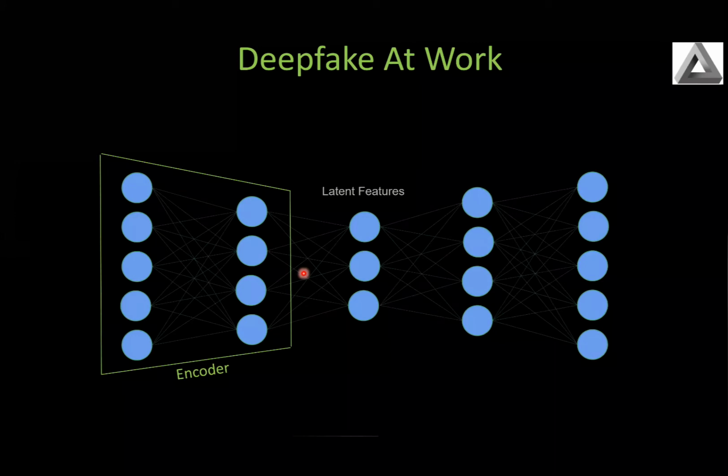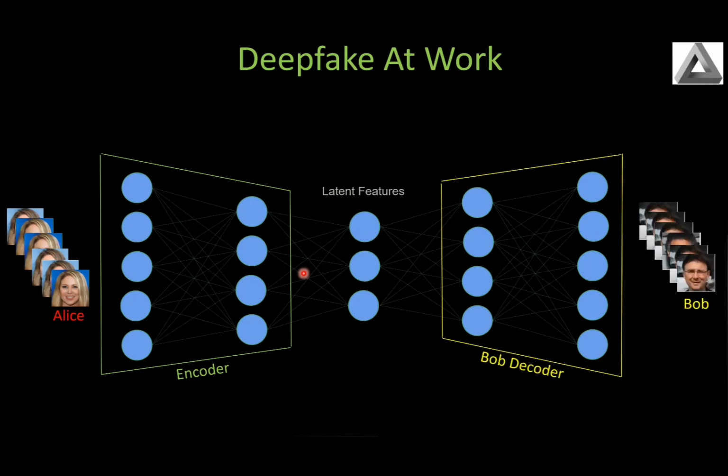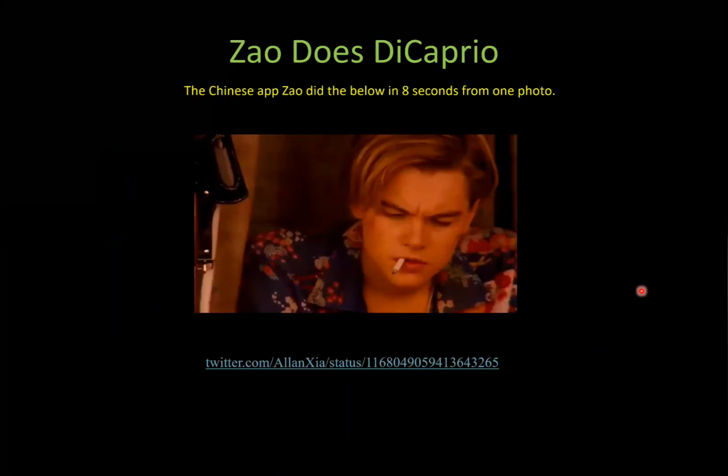What if we take that encoder and we feed it Alice, but we use the decoder that we trained on Bob? Now we have a way for Alice to puppet Bob, for Alice to be talking and moving and saying stuff, and Bob's face is going to be the one that shows up reflecting those expressions. So this is how deepfakes work: we've got an encoder trained with one thing and a decoder trained with something else. And indeed, this can be very effective.